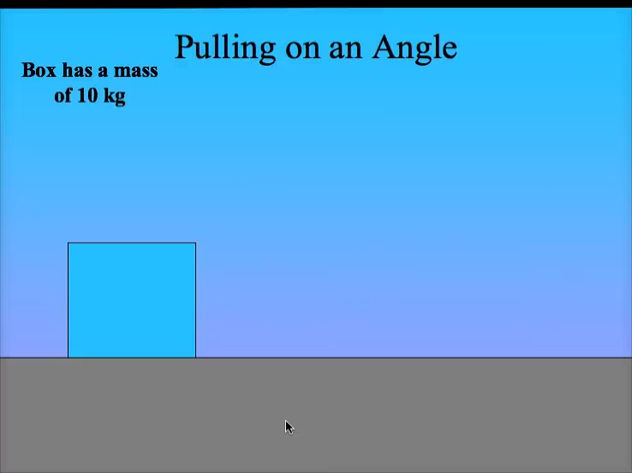Okay, gang, back with part 2 of our screencast on free body diagrams. Let's pull this box at an angle. We have a box with a mass of 10 kilograms.